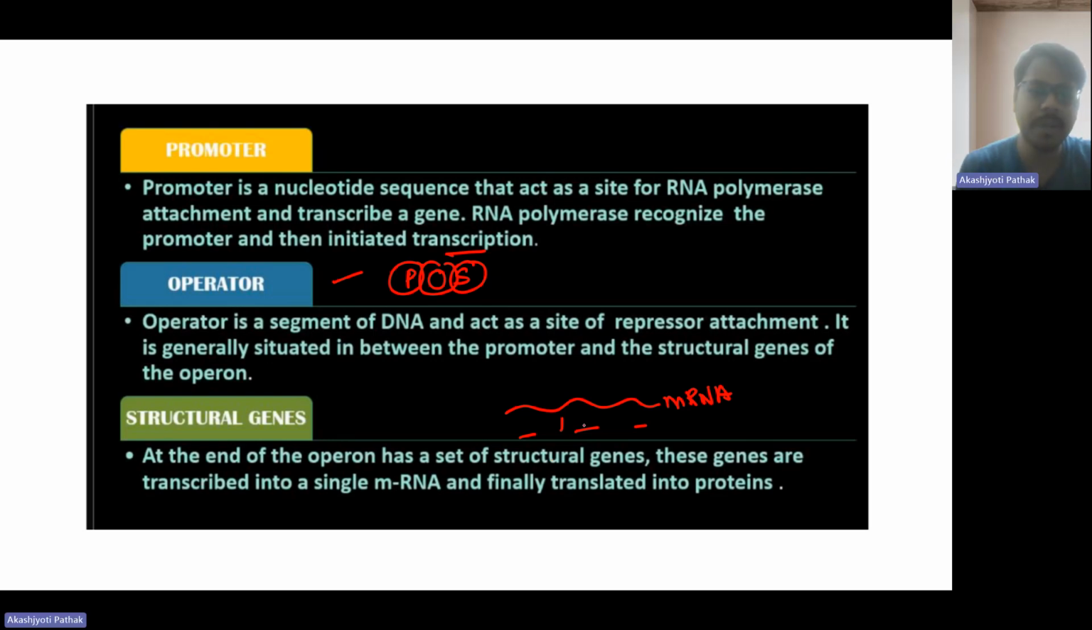So this mRNA will have start and stop codons. We will learn about the start and stop codons when we discuss translation. Between these different structural genes, there are start and stop codons. So when the ribosome binds to this mRNA and starts translating it into protein, different polypeptides will be synthesized.